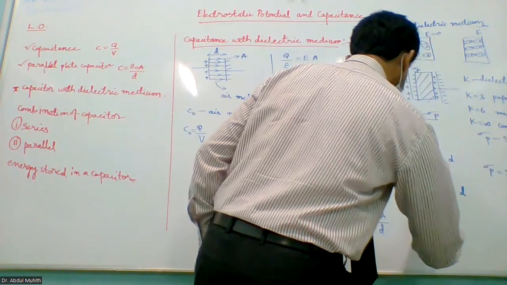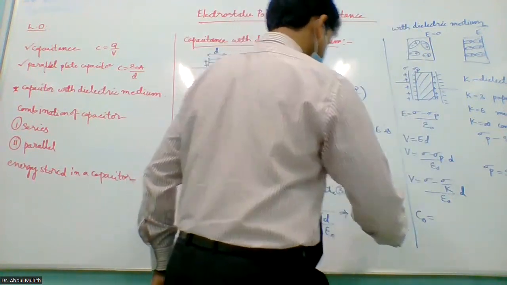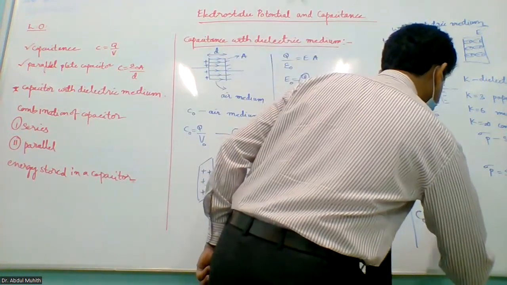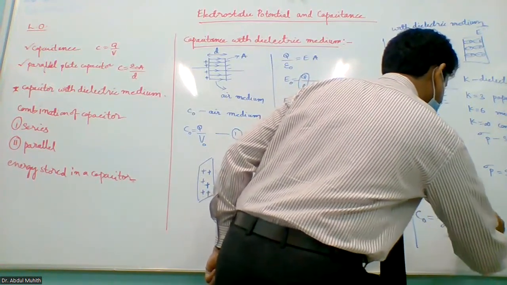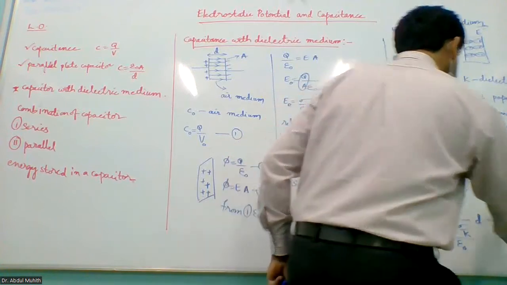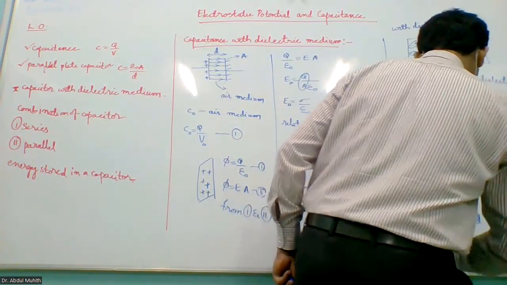C0 is equal to Q by V. What is Q by this V? Sigma minus sigma by k epsilon 0 into d. When you simplify this one, what do we get now? C is equal to what?